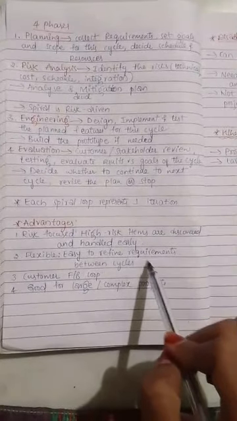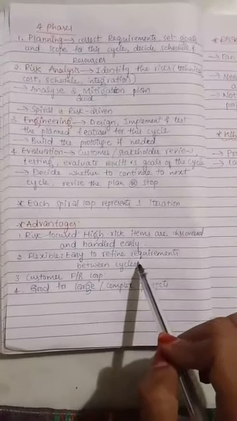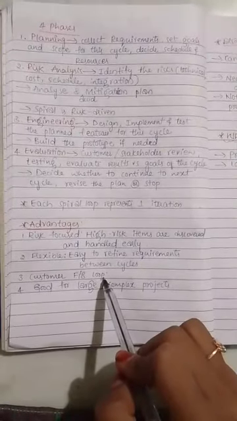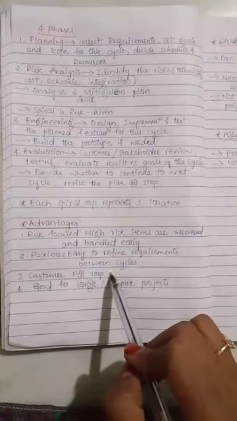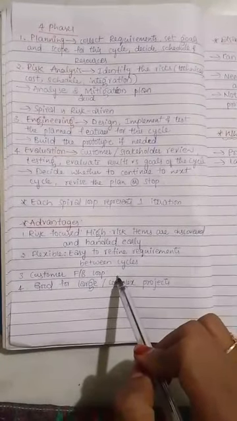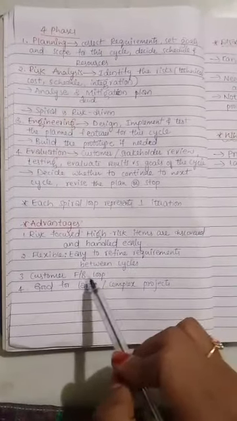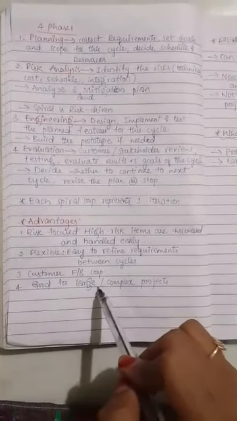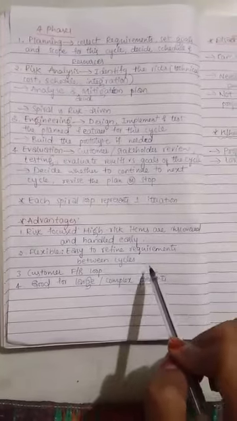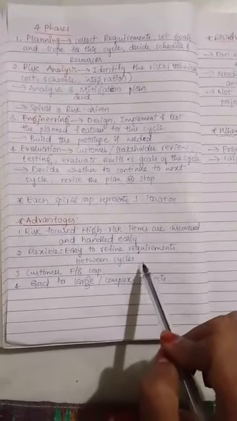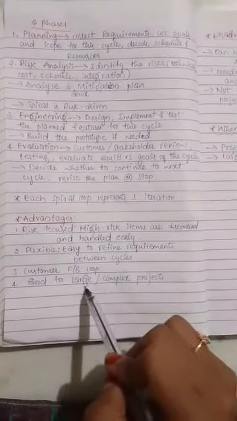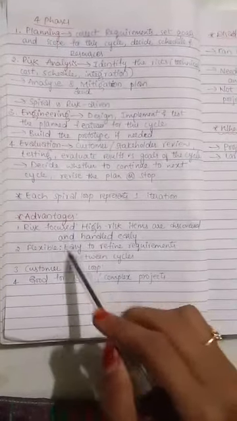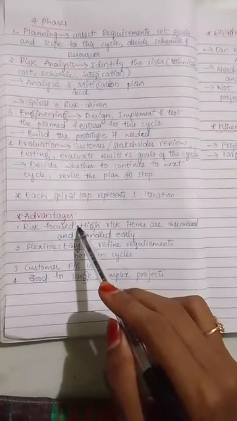I can add or remove anything in between of any cycle. And customer feedback loop. If the customer tells to add anything or remove anything, I can easily do that. That's why customer feedback loop. And good for large or complex projects. If the project is very complex or large, it is good for those kinds of projects. These are the advantages of the spiral model.